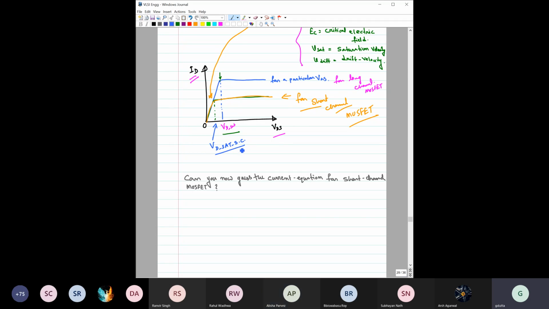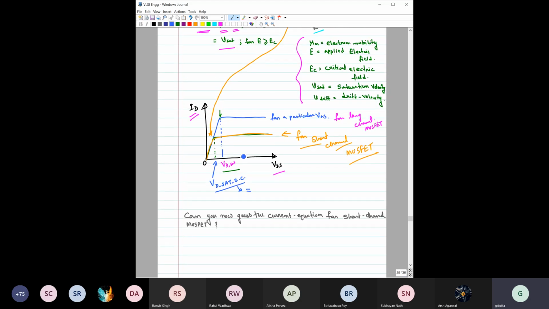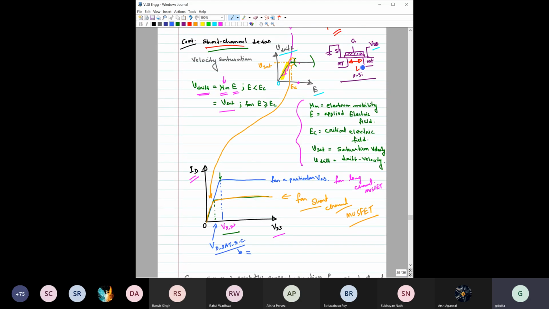So what is this VD sat for a short channel? How can I represent it in terms of the gate length L, EC, and so on? Can I write it like this: VD sat for the short channel is equal to gate length times the critical electric field? Yes, sir. Dimensionally, yes. But think, not only dimensionally, from other aspects as well.